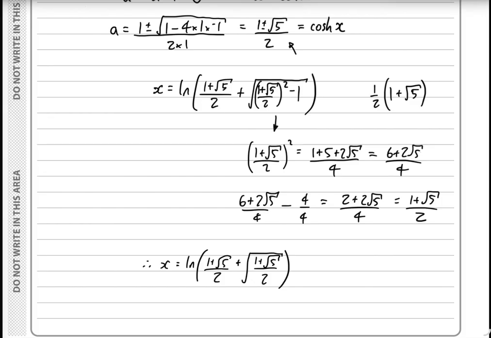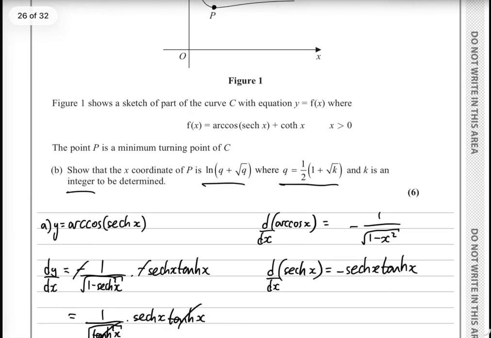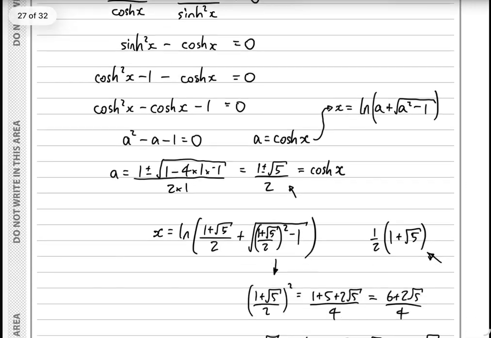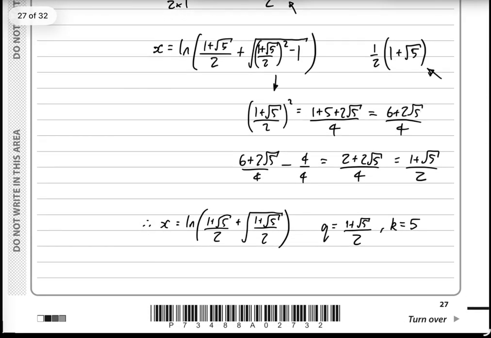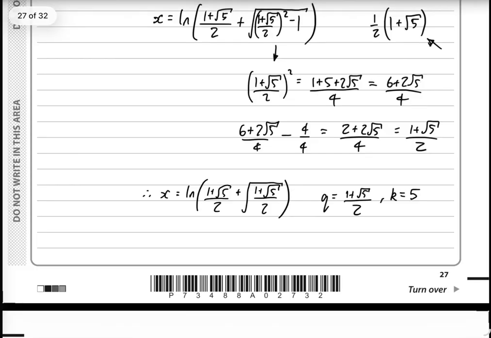And that matches what we were given with q is equal to 1 plus root 5 over 2, as it was actually written in the question, and k, the integer inside the root inside of q, is a 5. Double checking that: log of q plus root q, where q is a half 1 plus root k, and k is 5. Looks good. On to question number 8, after a little bit more work than I was really expecting at the tail end of that question.